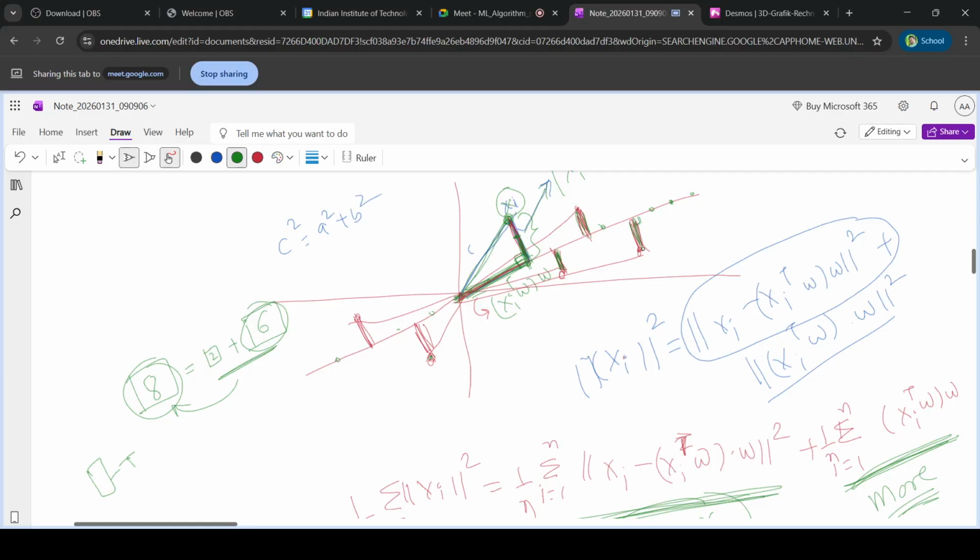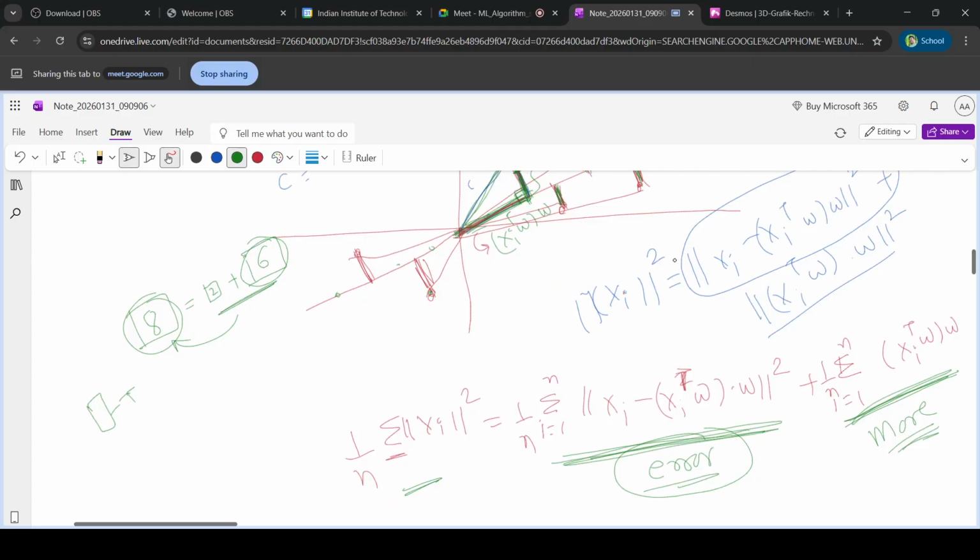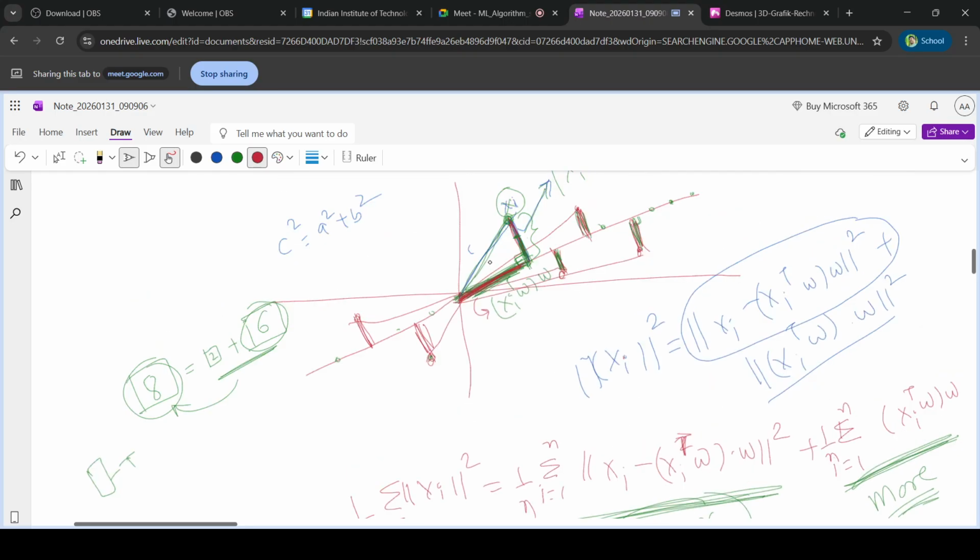So we are interested in reducing the error. But by default, what happened is that this value increases. If you are reducing the error, and you do it like this, then this will increase. So in the same way, you are increasing this highlighted portion.